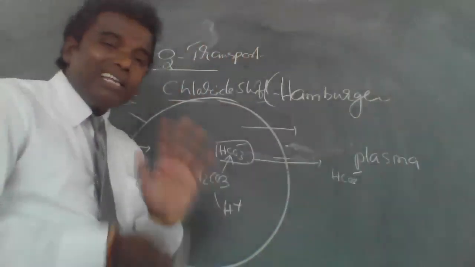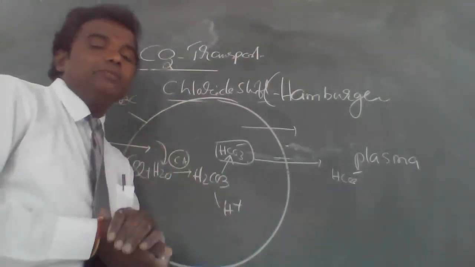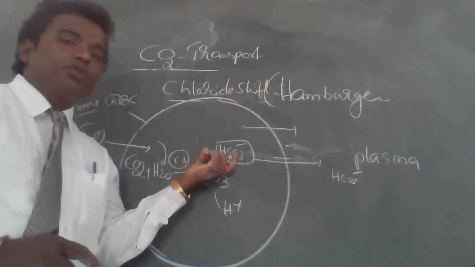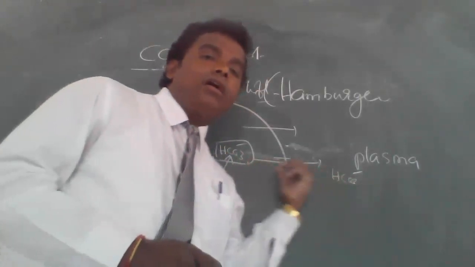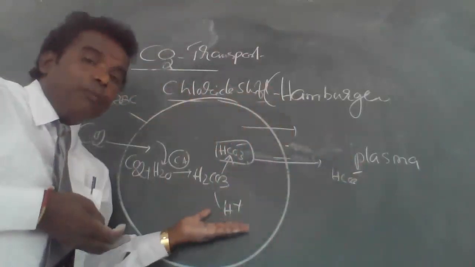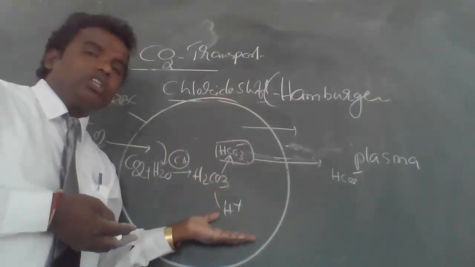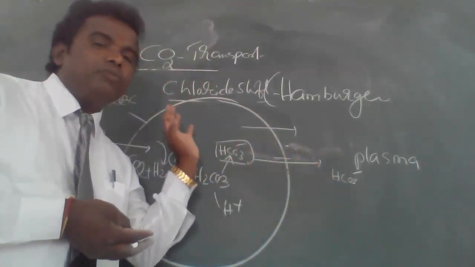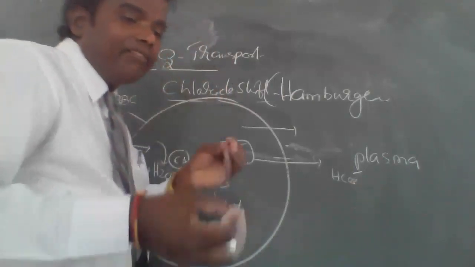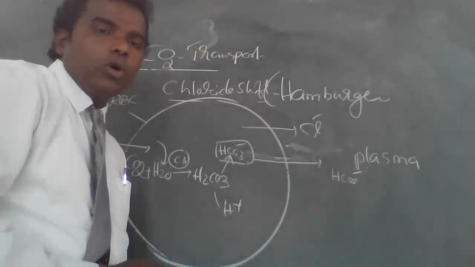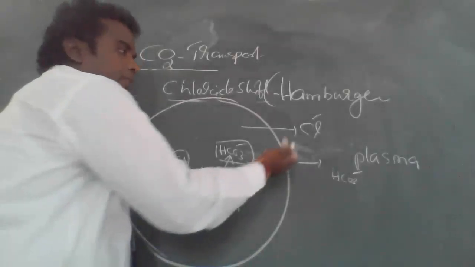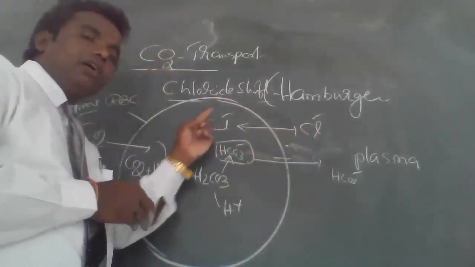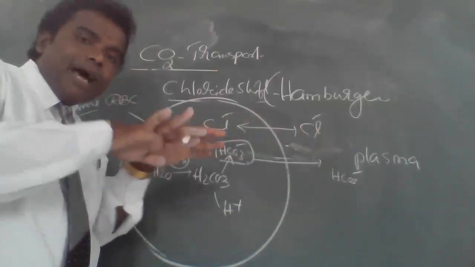RBC to plasma. Vice versa, for the balancing of these bicarbonate ions, here more hydrogen, that means positively charged hydrogen, is also raised. For the balancing of these ions, bicarbonate ions move from RBC to plasma. In the same way, the chloride ions are diffused from plasma to RBC. The shift of chloride ions from plasma to RBC balances and neutralizes it.